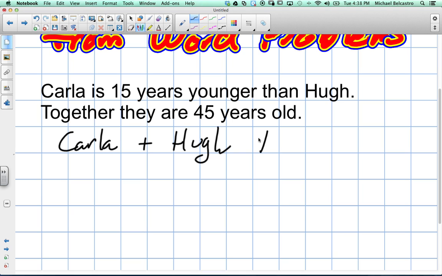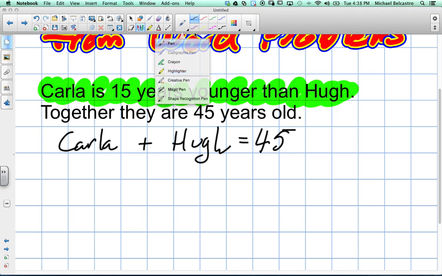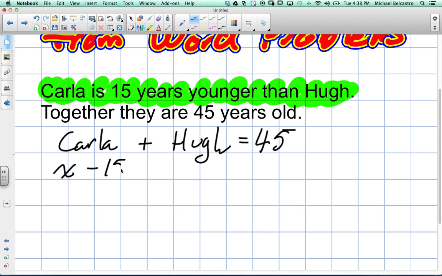45. That's right. So, first of all, let's focus on this question here. Carla is 15 years younger than Hugh. How can we use a variable x to represent that? How can we represent Carla's age in reference to Hugh? H minus 15 equals C. Okay, so let's just call it x in this case, instead of just h. So Carla is h minus 15. Yeah, so let's replace Carla with x minus 15. So we just replaced Carla with that.